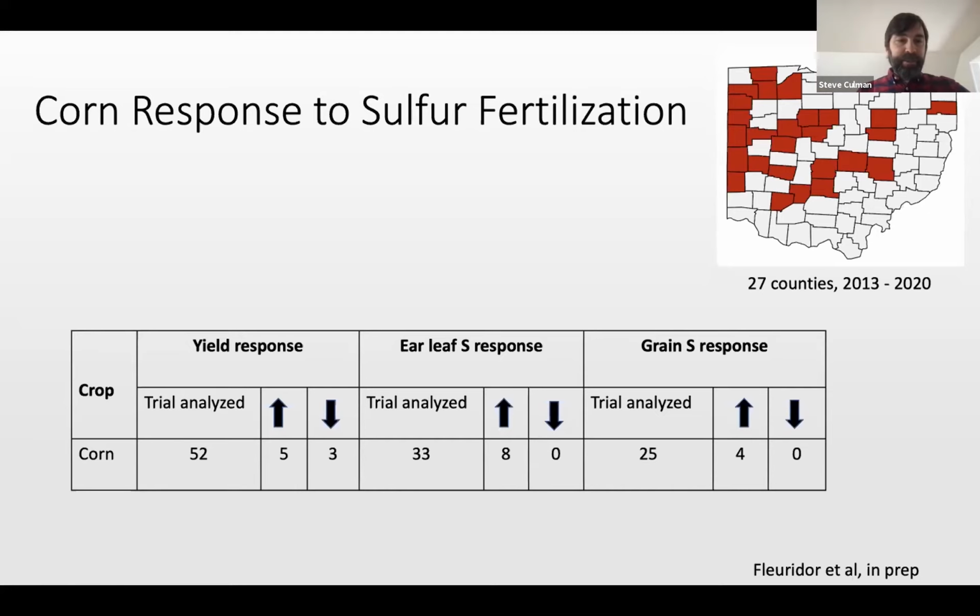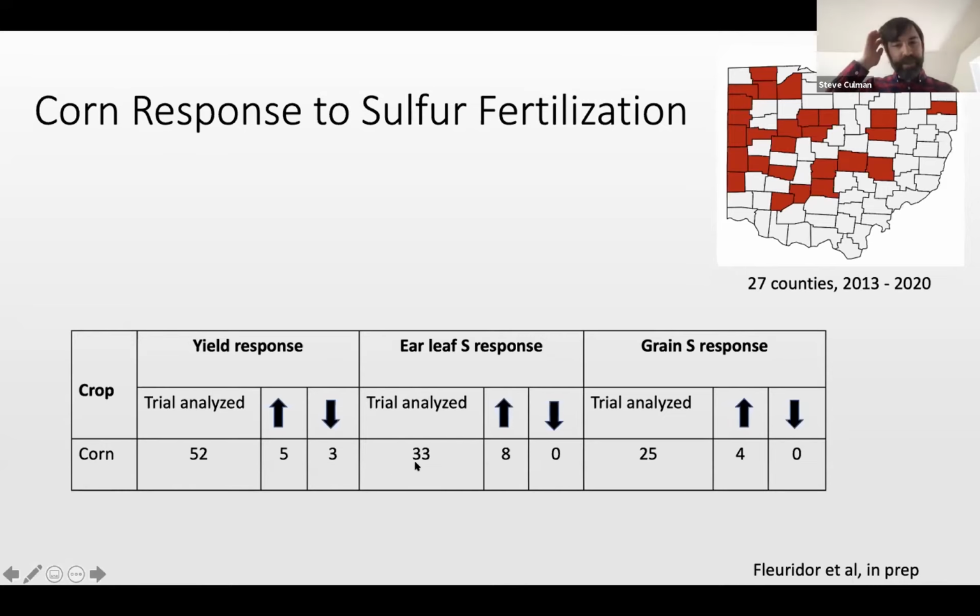That's often gypsum, it could be ammonium sulfate; the source varied, the rates varied. But the reality is that out of 52 trials, we saw 5 significant increases in grain yield and 3 significant decreases in corn grain yield when we had sulfur. Those were instances where we had in-furrow sulfur application. So be careful when making pop-up fertilization and thinking about salts, because those can have real-world consequences and end up hurting yields, as you're well aware.